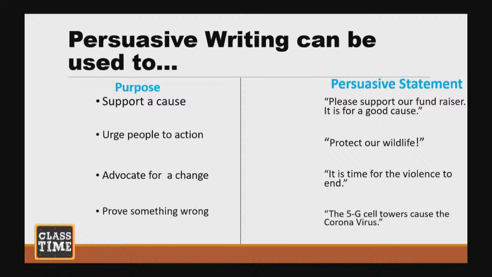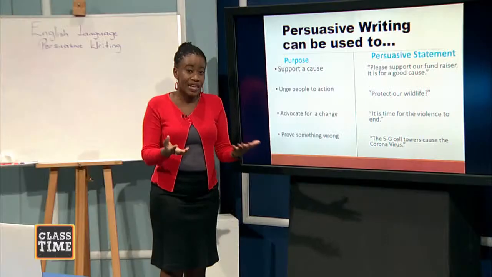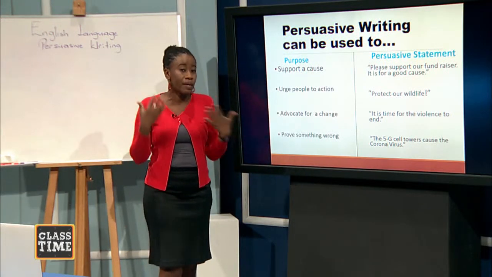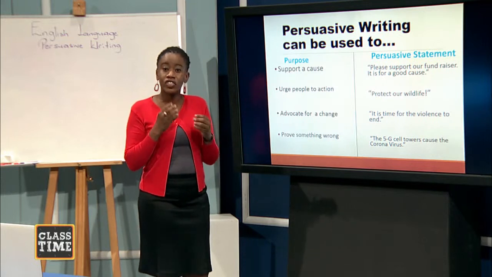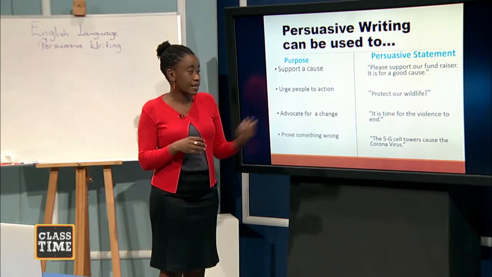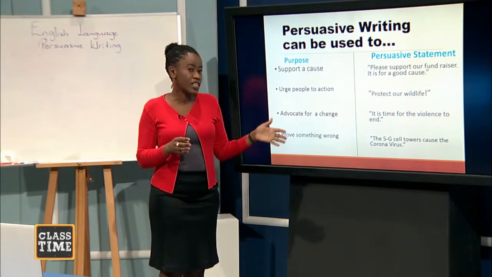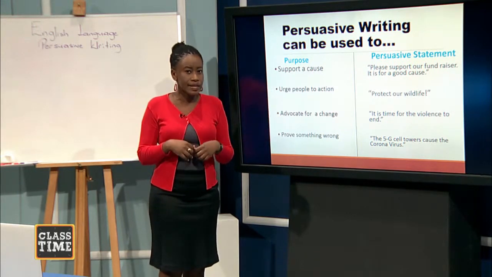Persuasion can be used to advocate for a change. And we saw a lot of this a few days ago, especially in the United States, where a certain group was marginalized and there was violence meted out against them, right? So people came out and started to demonstrate that there should be a change in society. So, for example, it is time for the violence to end. And I'm sure that this is one of the changes that we would like to see in our own society.